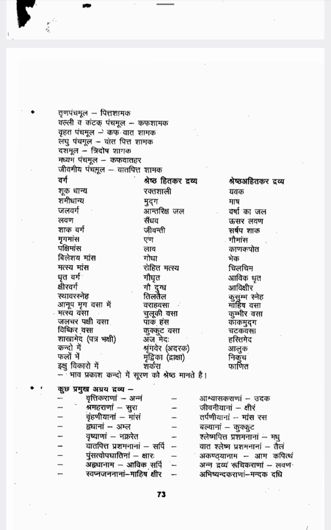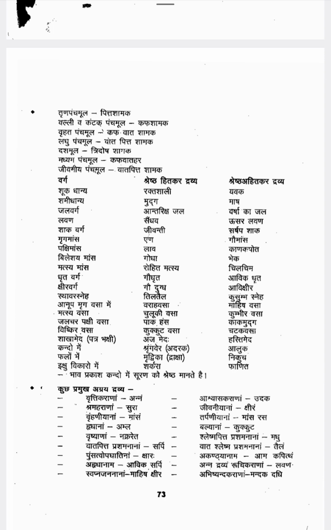Anupa Mriga Vasa, Varaha Vasa is good, Mahisha Vasa is Ashreshta. Matsya Vasa, in that Chuluki Vasa is Hita, Kumbhira Vasa is Ahita. Jalachara Pakshi Vasa, in that Paka Hamsa is Shreshta, Kaka Madgu is Ahita. Vishkira Vasa, in that Kukkuta Vasa is Shreshta, Chataka Vasa is Ahita.